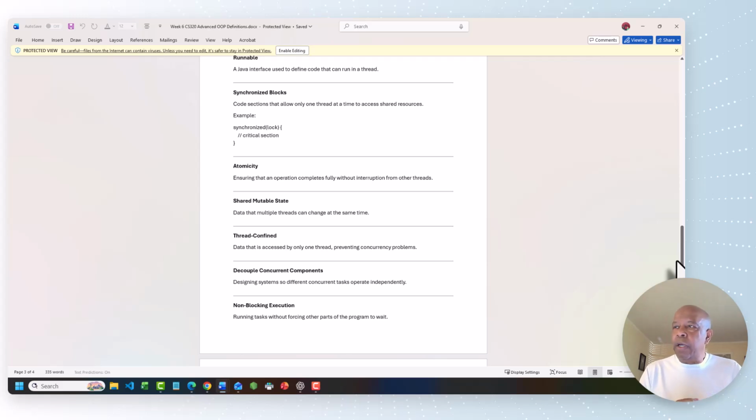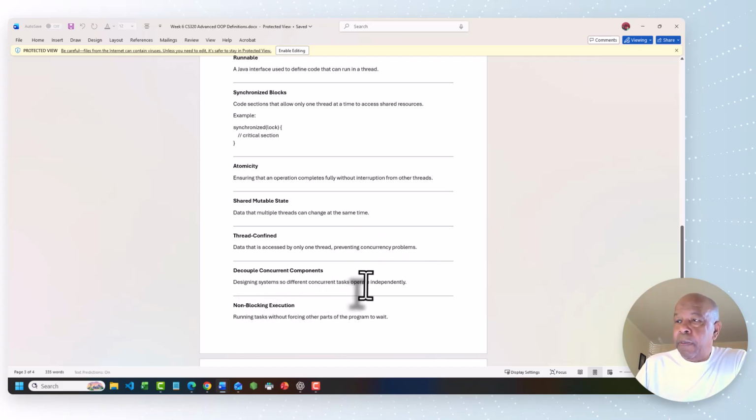Atomicity: ensure that all operations complete fully without interruptions from other threads. They're independent. Shared mutable state: data that multiple threads can change at the same time. Definition of mutable versus immutable. Thread confined: data that is accessed by only one thread, preventing concurrency problems.